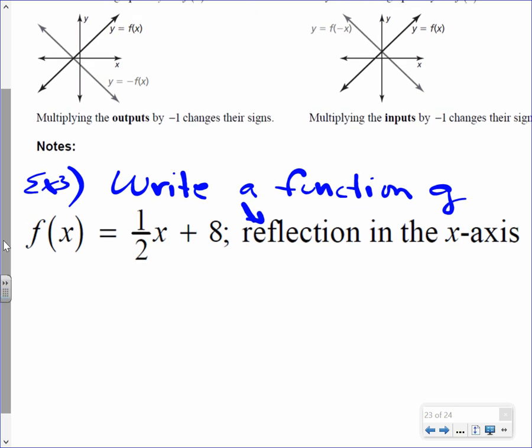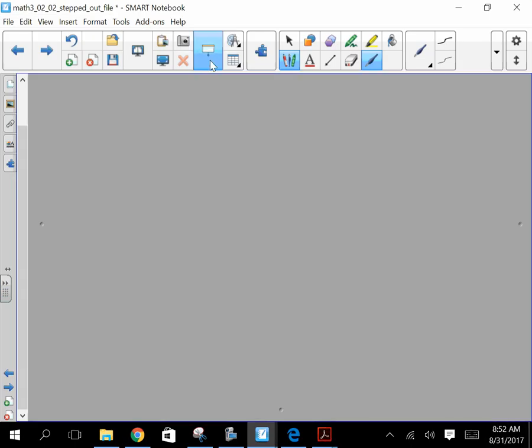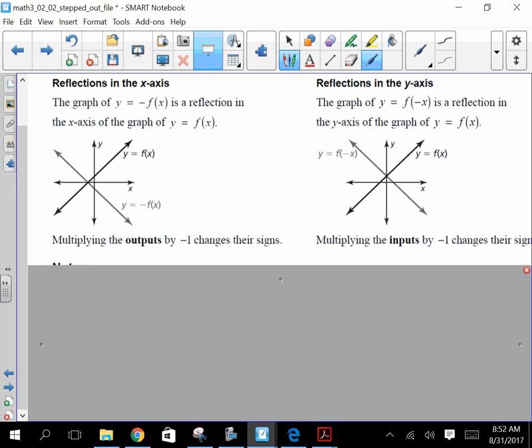Now, before we do this one, let's look at the top. I forgot to review the top with you guys. Forgive me.